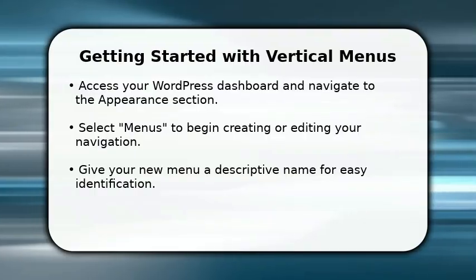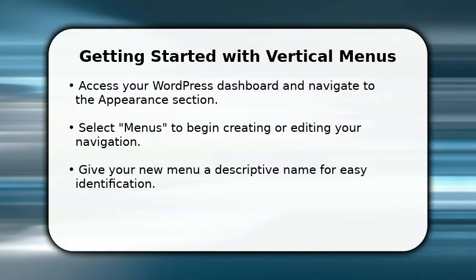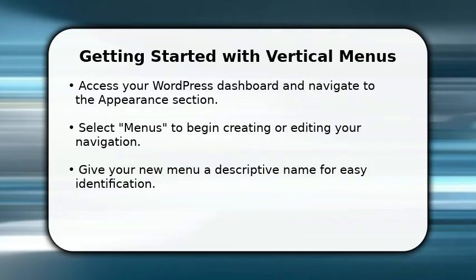In this video, I will show you how to create a WordPress vertical navigation menu. First, log into your WordPress dashboard. Then, on the left-hand side, find and click on Appearance, followed by Menus. This is where all your navigation magic begins.